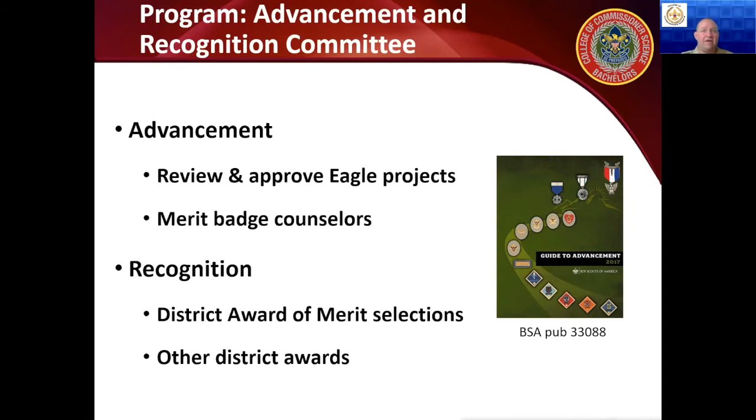I know a lot of our districts or our councils are still filling out a lot of those merit badge counselor courses currently, and they do have a list that is available currently. They identify and recognize leaders who should be thanked. They oversee district award of merit selections and develop and present other district awards. Further information on advancement can be found in Pub 33088.